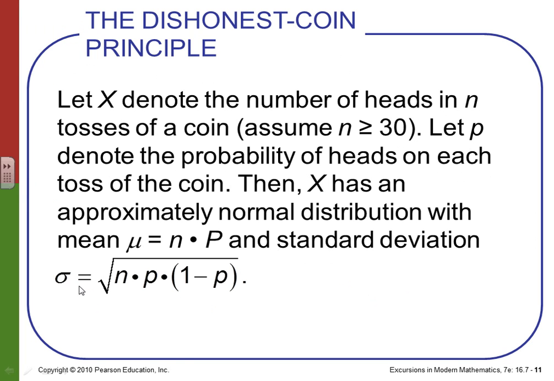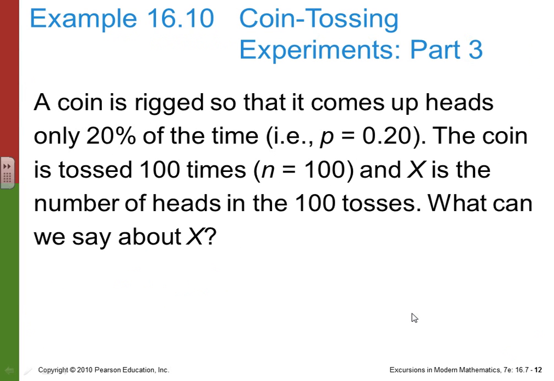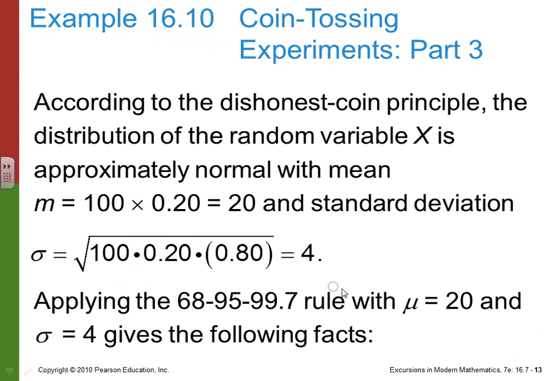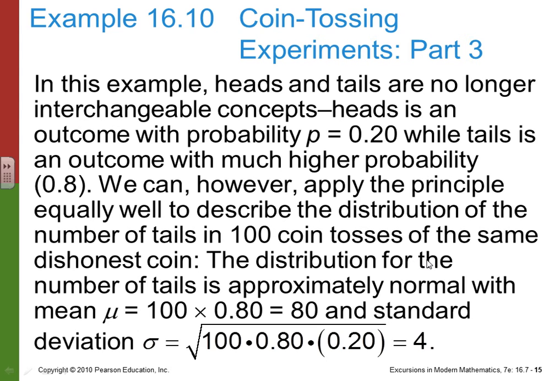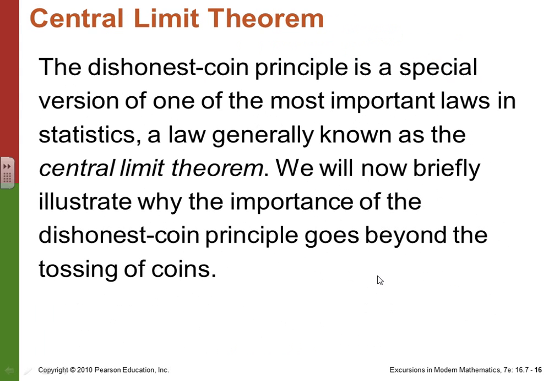A dishonest coin will not meet that criteria, and you'll see that something bogus is happening. So here's the dishonest coin. The standard deviation is going to be the square root of the number of times I tossed, times the probability of making it, times the probability of not making it. So p is the probability of getting something, and 1 minus p is the probability of not getting it. And for the tossing a coin experiment, we're going to do the same thing.